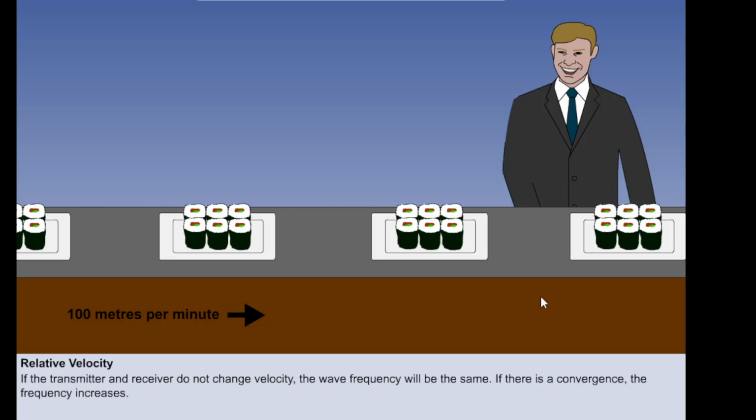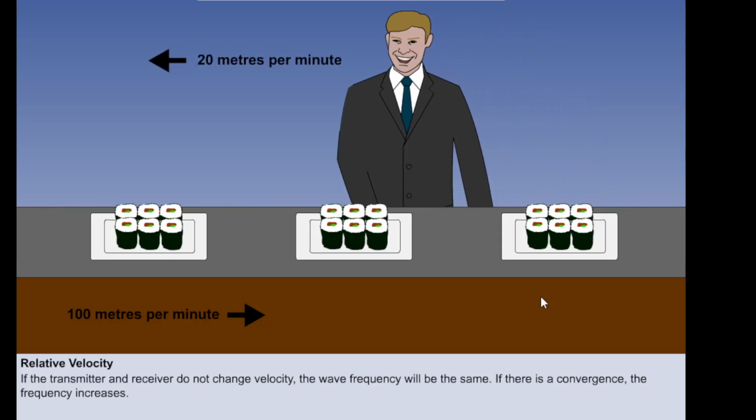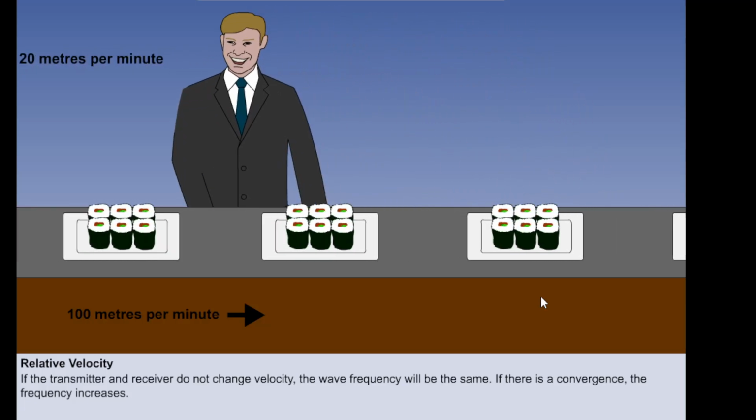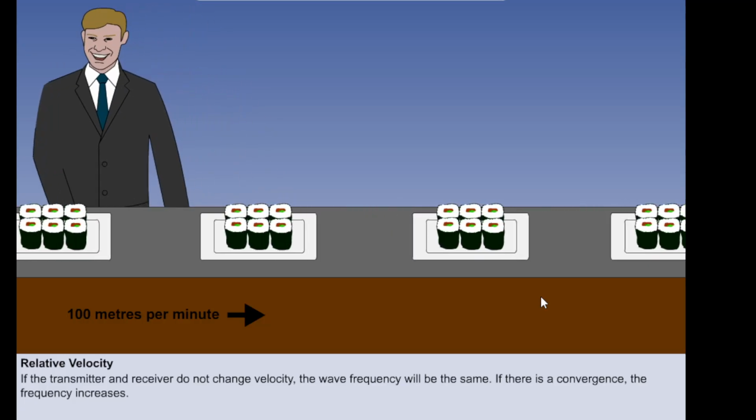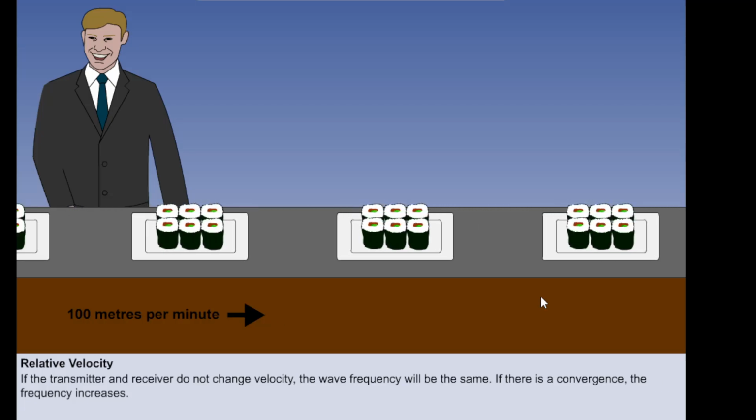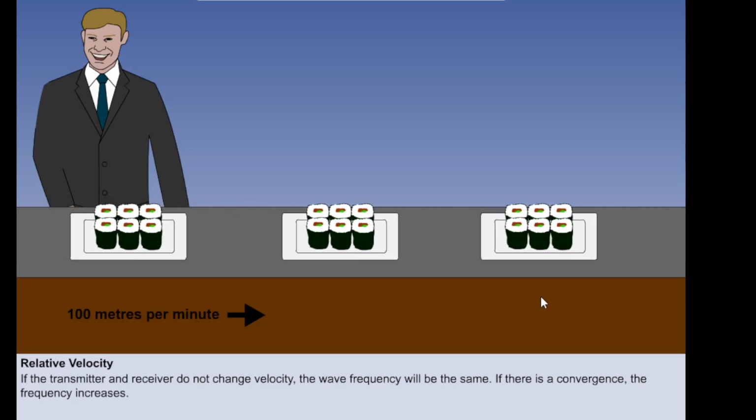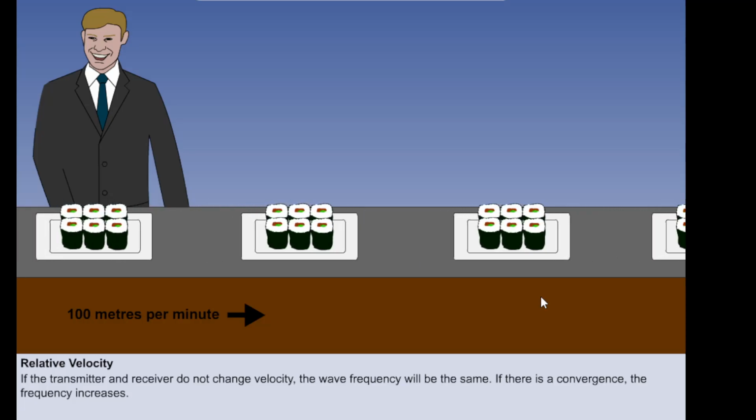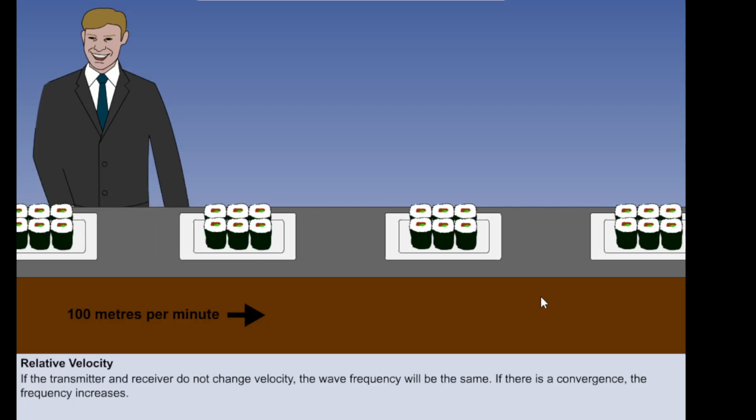If you now walk at 20 meters a minute towards the direction of the oncoming dishes, then your joint speed will be 100 plus 20 meters a minute. This means that 12 dishes will now pass you in 1 minute, one every 5 seconds. If there is a convergence, the frequency increases.